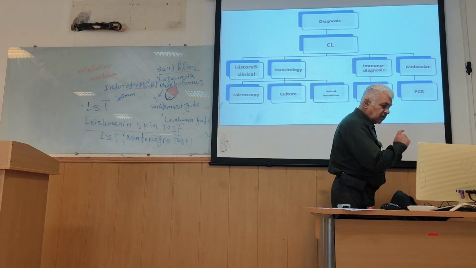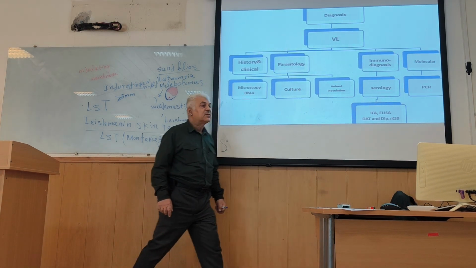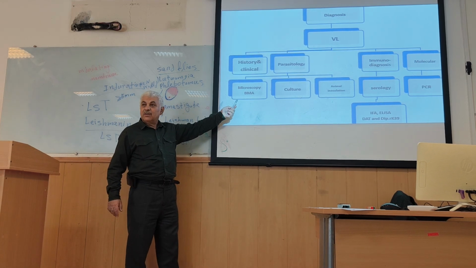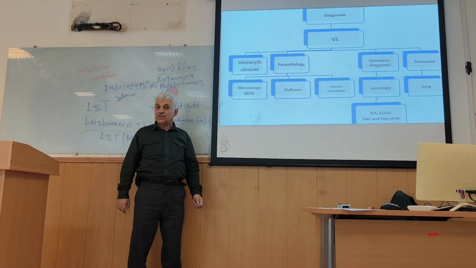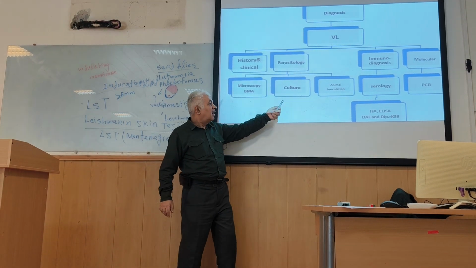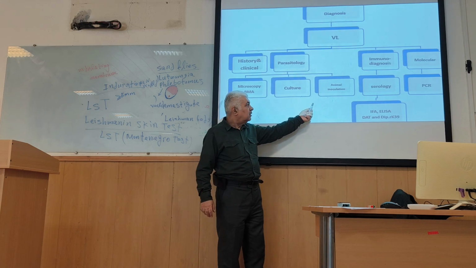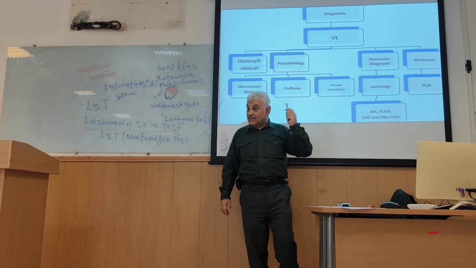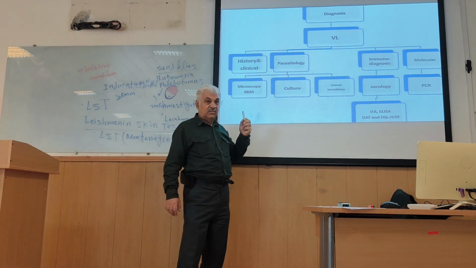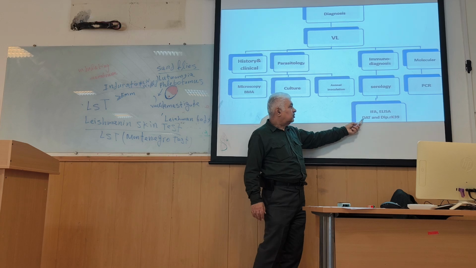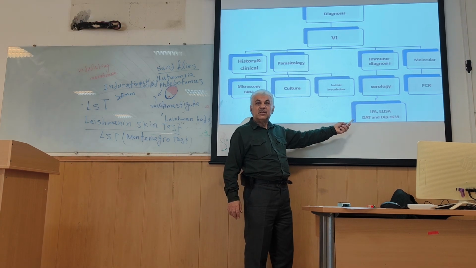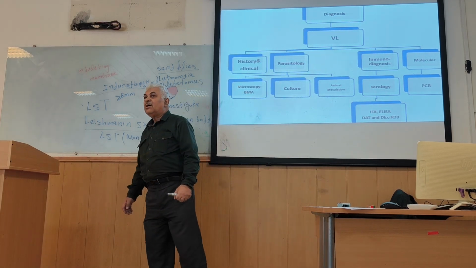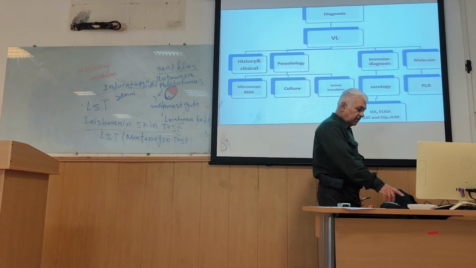And in suspected visceral leishmaniasis, we can use parasitological methods: microscopy, bone marrow aspiration, culture, and sometimes animal inoculation. For immunodiagnosis we can use serological methods, not LST, because LST is negative. Serological methods: IFA, ELISA, DAT, and we can use PCR for Leishmania species identification.